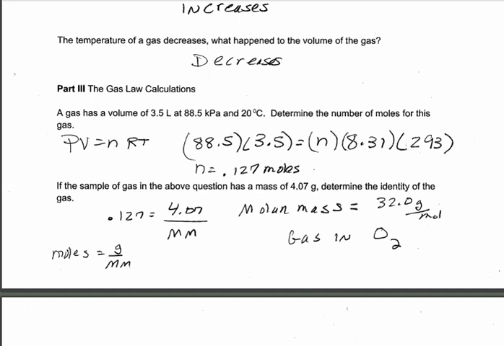Now we have to identify the density of the gas. We have 4.07 grams. Well, we know that moles is grams over molar mass, so it's just a simple ratio. The molar mass is 32 grams once you solve that. 0.127 equals 4.07 over molar mass. The gas that has the 32 grams per mole is the diatomic oxygen, O2.